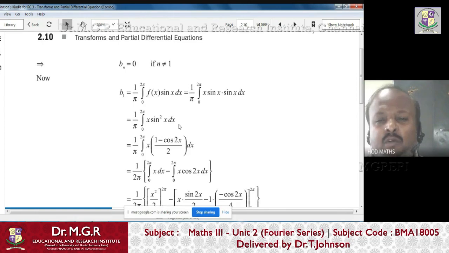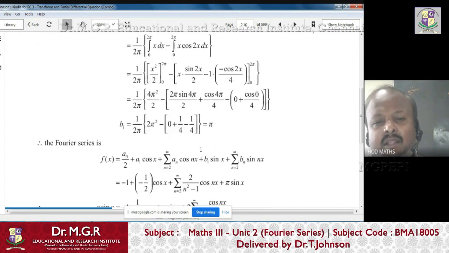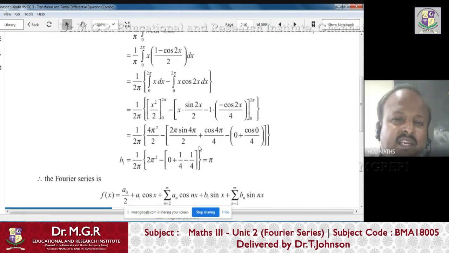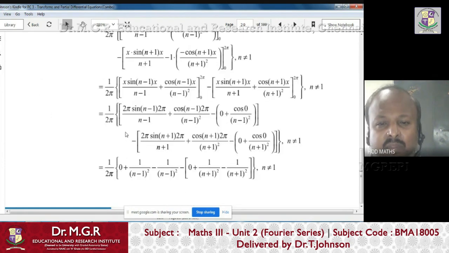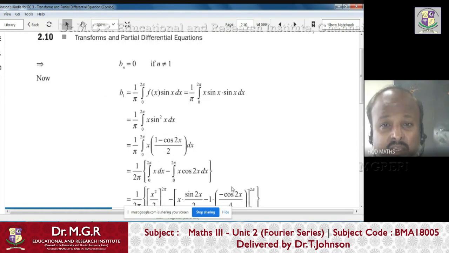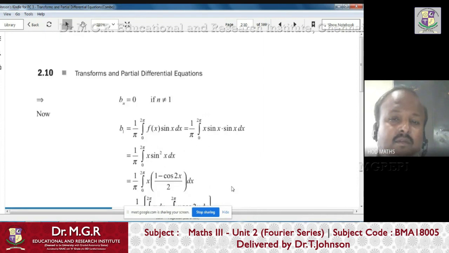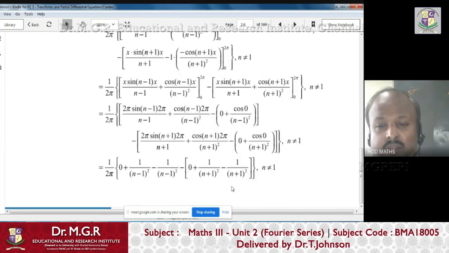But here the working procedure is the same as for an. The only thing is, in place of cos, sin is there. According to that, you can do, right? Here also you may ask, sir, why are they putting b1 separately? Because when they found bn, they get the bn representation like this. But again, the same problem: it will not work for n equals to 1.